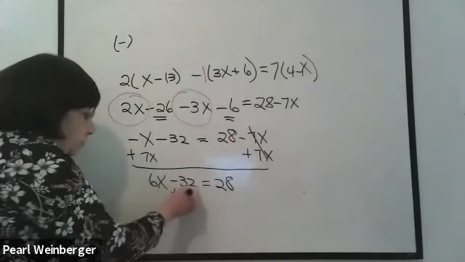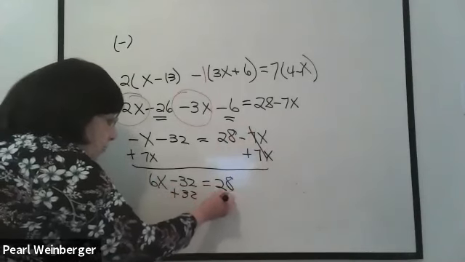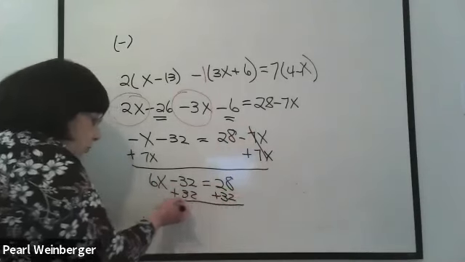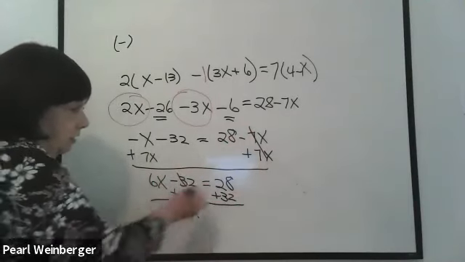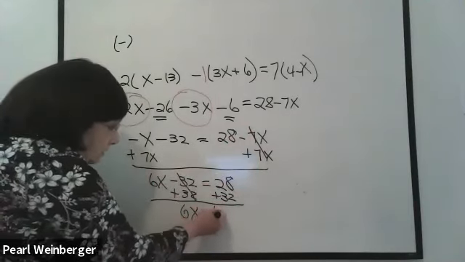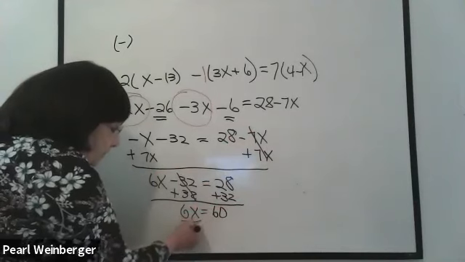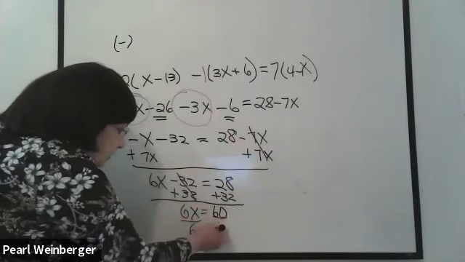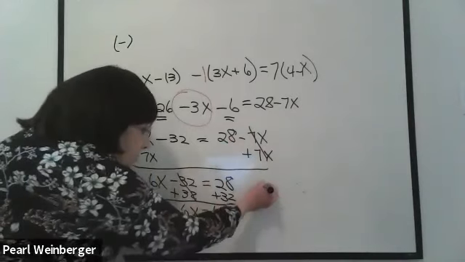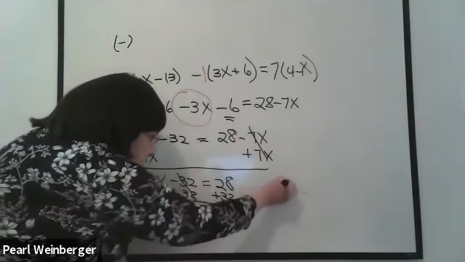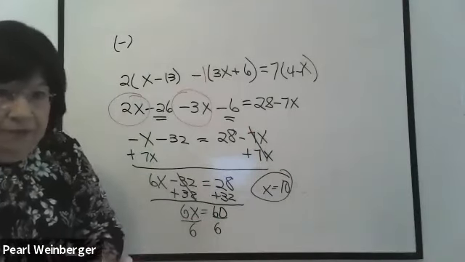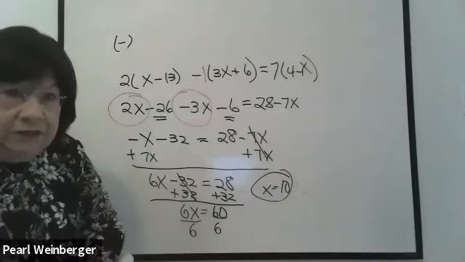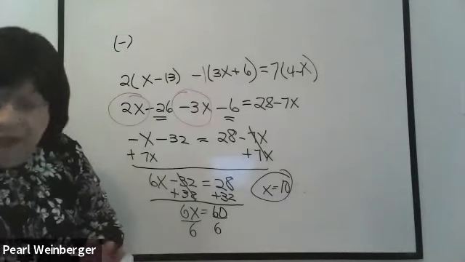Add 32 to both sides so that you get the x's alone. So now I have 6x over here. This is gone. 28 and 32 is 60. And if I divide by 6 to get my x, I get my answer, x equals 10. And I saw most people did get that answer. Perfect. Everybody okay with this now? Getting it? Okay. Yes. All right.